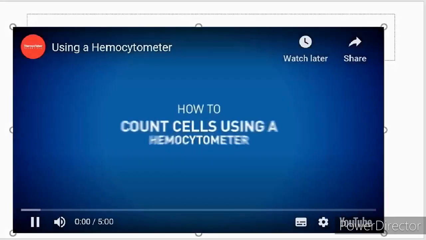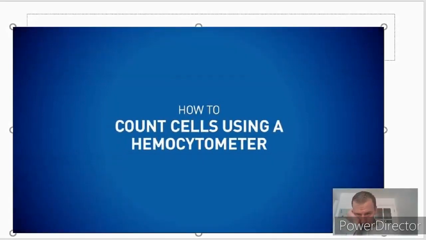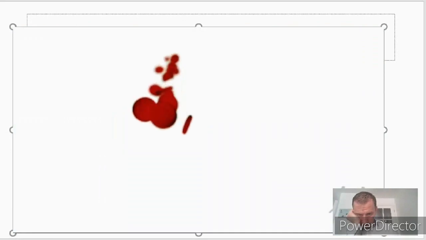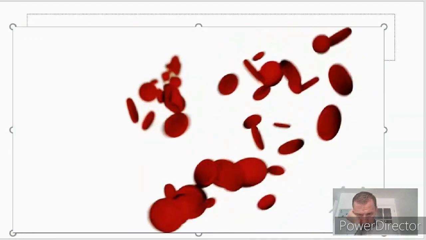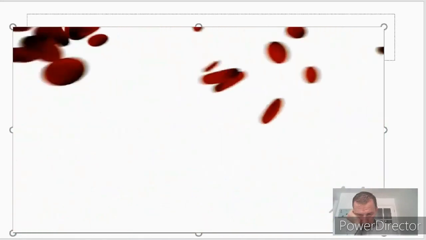In this video, you will see how to use a hemocytometer to get an accurate cell count and how to convert this data into usable cell density and viability information. The hemocytometer was originally developed for counting blood cells. Today, it is used to count many other cell types as well.